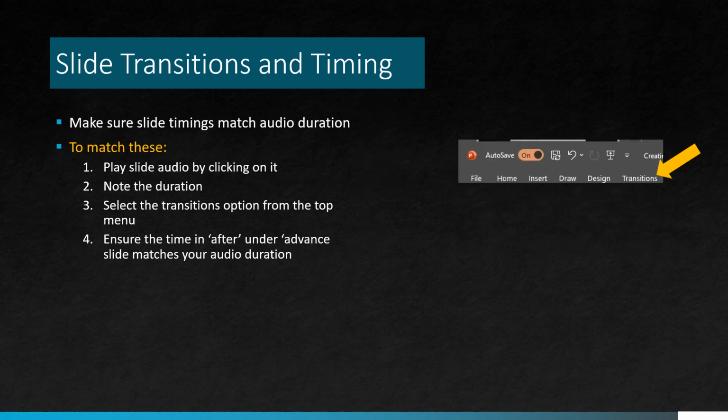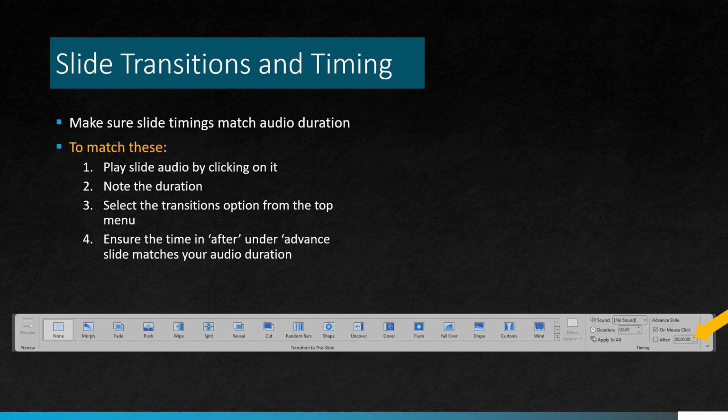From the top of the PowerPoint window, select the Transitions option. When the ribbon drops down, find the After time in the Advanced Slides section at the far right of the slide. Ensure the value matches or exceeds the duration for the audio clip.